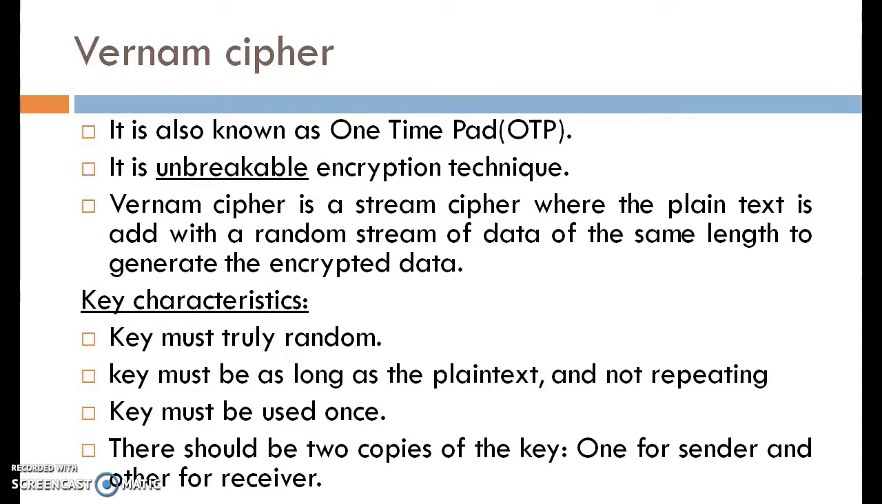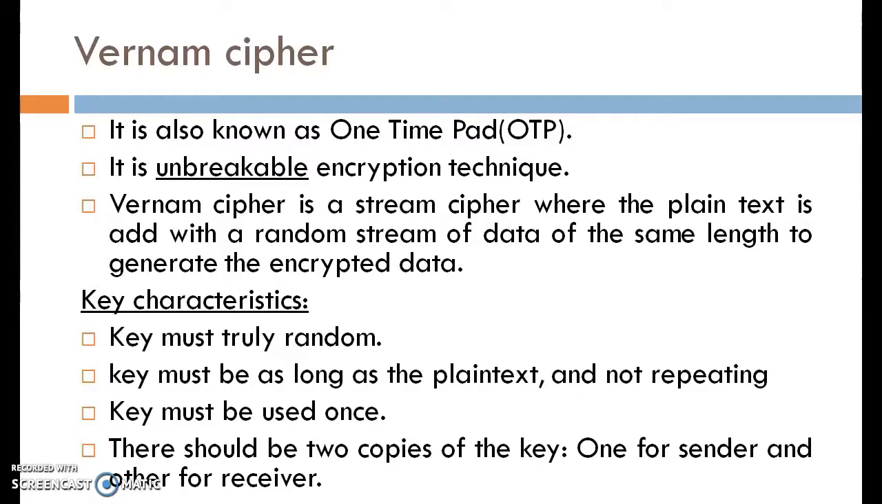Here are the key characteristics. How do we choose the key in the Vernam cipher? For that, these key characteristics must be followed. Due to these key characteristics, the Vernam cipher is a solid unbreakable technique among all the ciphers. The key must be truly random. We are not choosing a key with a particular meaning. We are choosing the key as totally random letters like J, Q, X, Y, T and so on.